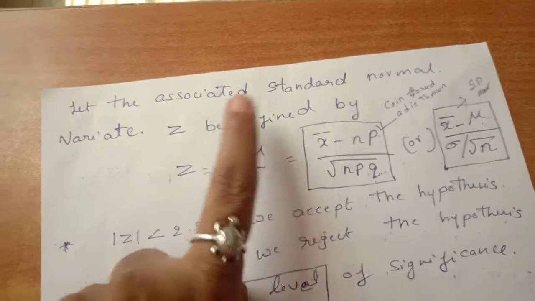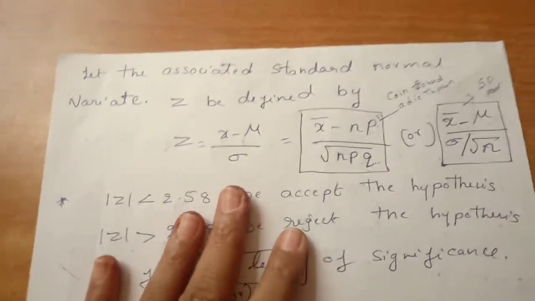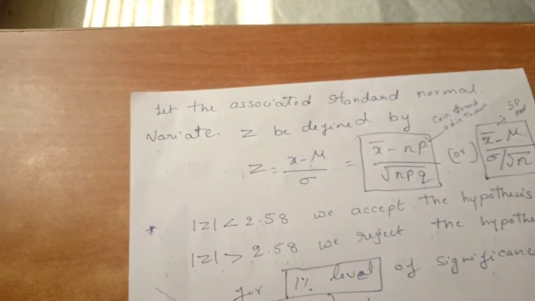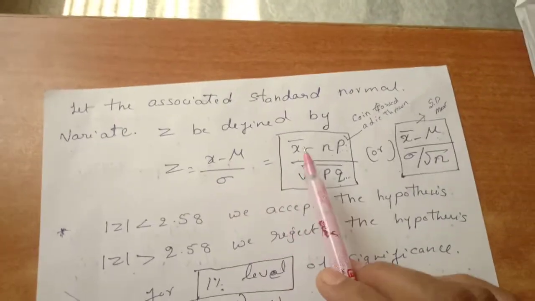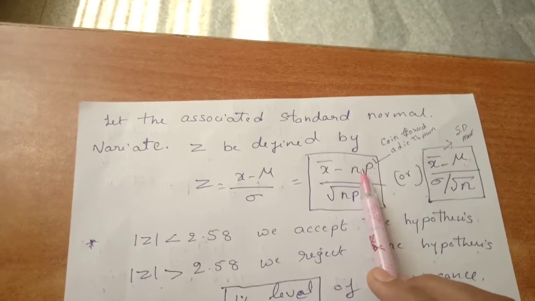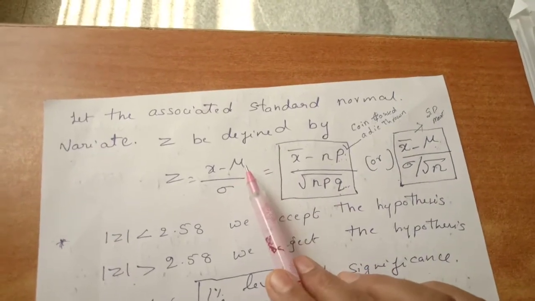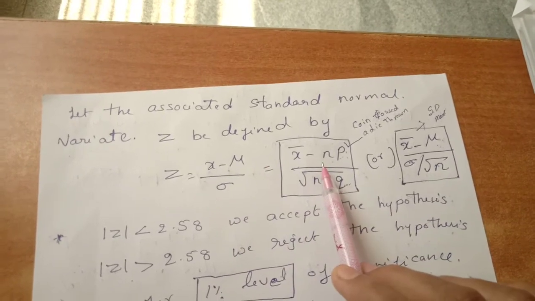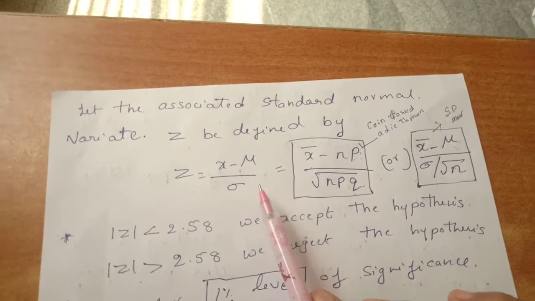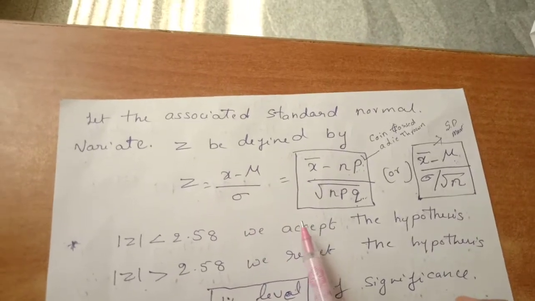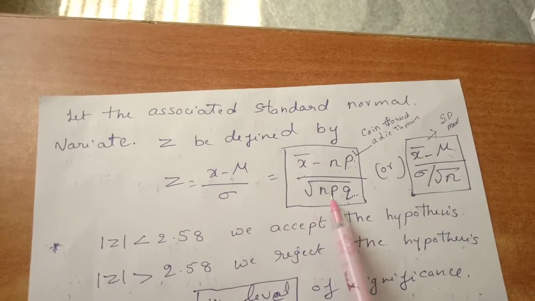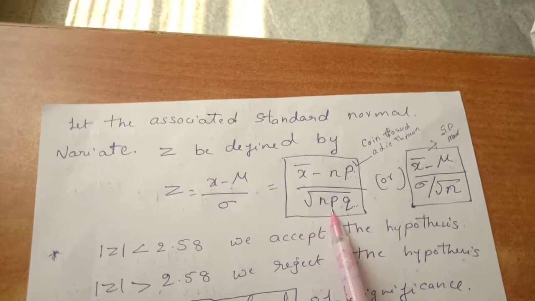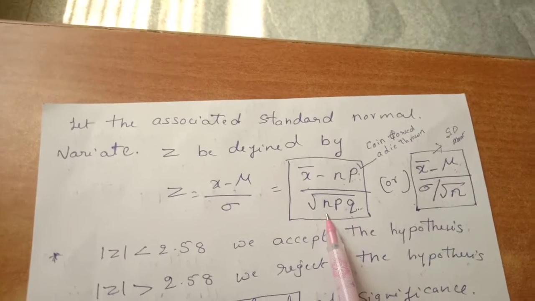So this standard normal variate we already studied in the normal distribution. So we use the same standard normal variate here. Z is equal to x minus mu by sigma, where x is the mean value and mu is the mean of the binomial distribution. Here we consider the mean and standard deviation for the binomial distribution, that is mu is n into p and sigma is square root of n into p into q. P is the probability of success, q is the probability of failure, n is the number of trials.